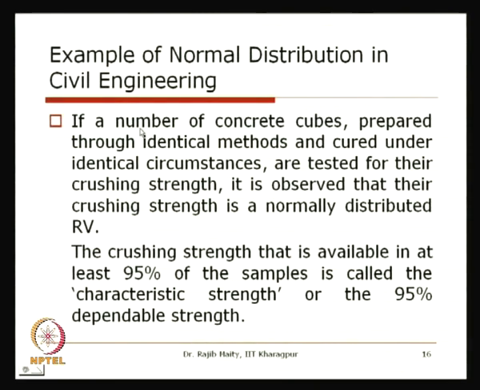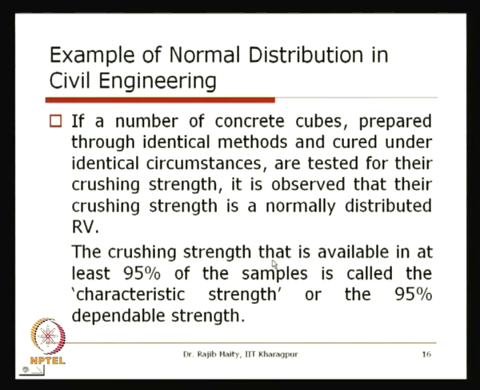Now, if we take a standard example of the normal distribution in civil engineering, one example is the strength of concrete. If a number of concrete cubes prepared through identical methods and cured under identical circumstances are tested for their crushing strength, it is observed that their crushing strength is a normally distributed random variable.